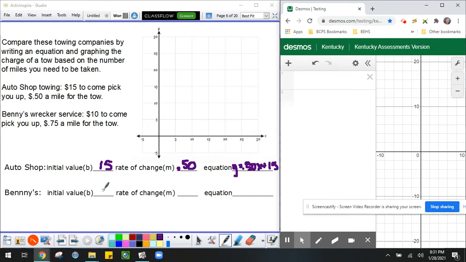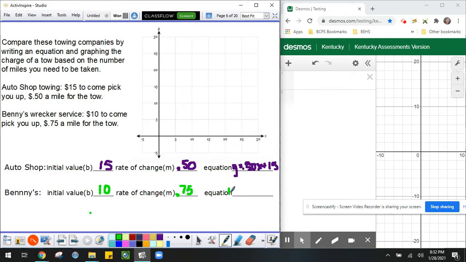Then we're going to talk about Benny's Wrecker Service. Benny's Wrecker Service charges $10 to come pick you up. So that's the initial value just for Benny to come pick up your car. You've got to pay him $10 just to show up. And 75 cents a mile for the tow. So that's the rate of change, 75 cents. That would be the slope of the line, 0.75.